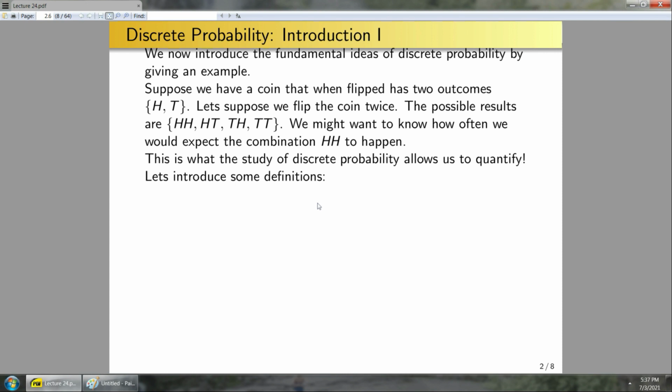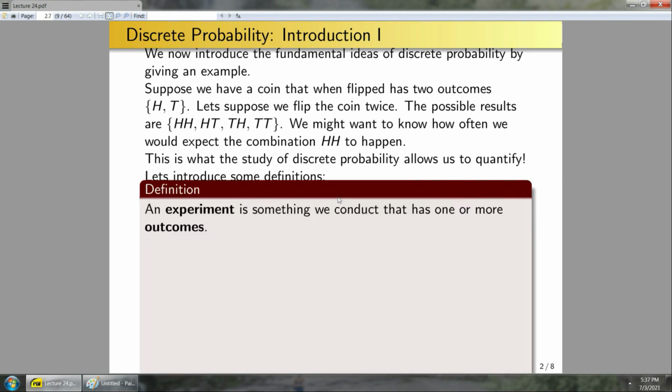So we're now going to introduce a bunch of definitions, so hopefully it's not overwhelming. An experiment is something we conduct that has one or more outcomes. So for instance, flipping a coin would be an experiment, or flipping a coin twice would be an experiment. Thinking of the null set, that wouldn't be an experiment because there's nothing there. And the outcomes of those experiments would be H or T for the first one, or HH, HT, TH, or TT for the second one.